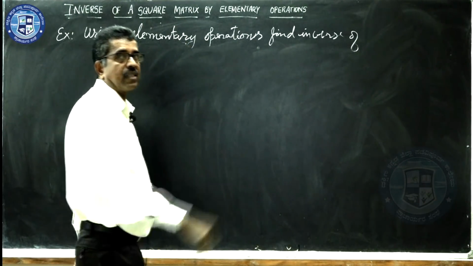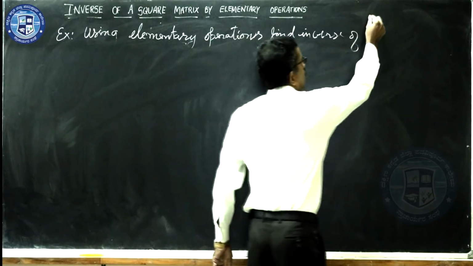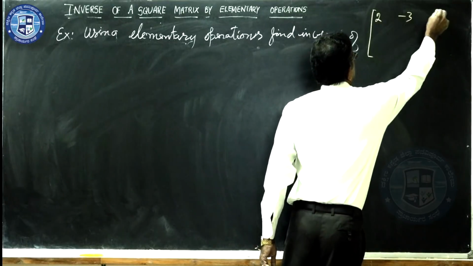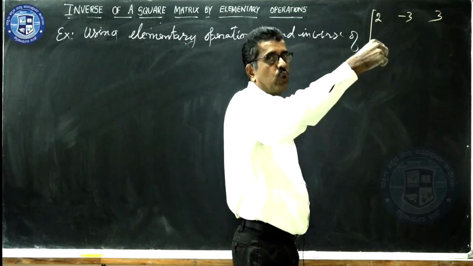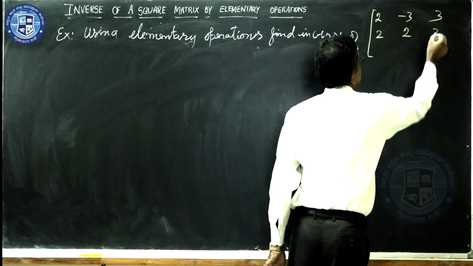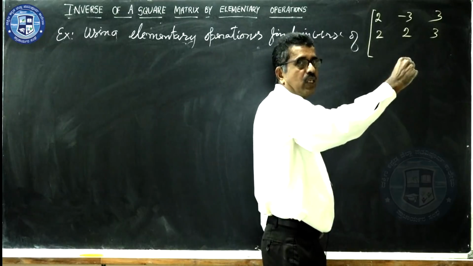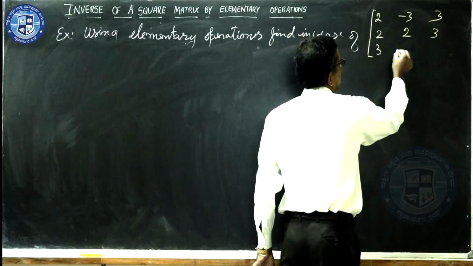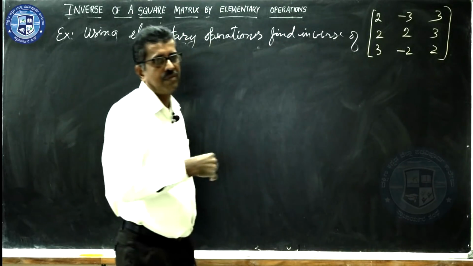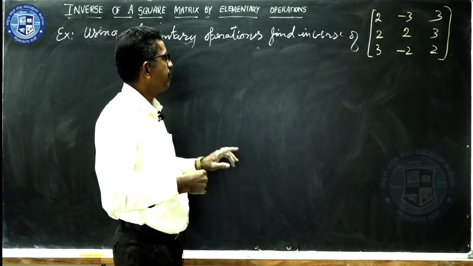Let me take the matrix with elements. The first row is 2, minus 3, 3. Second row, 2, 2, 3. And let me take the third row, it is 3, minus 2, 2. It is asked in the NCERT book.